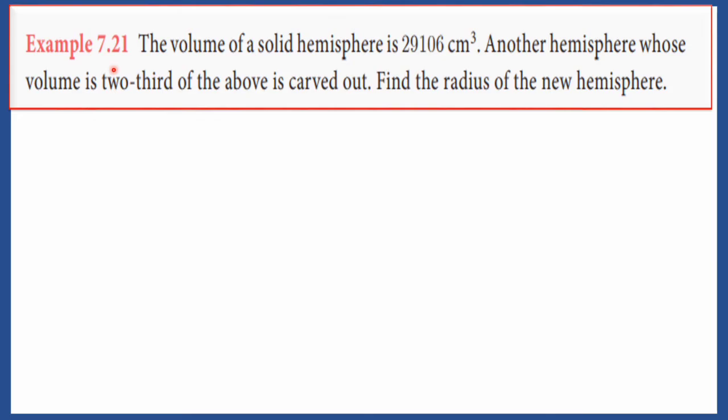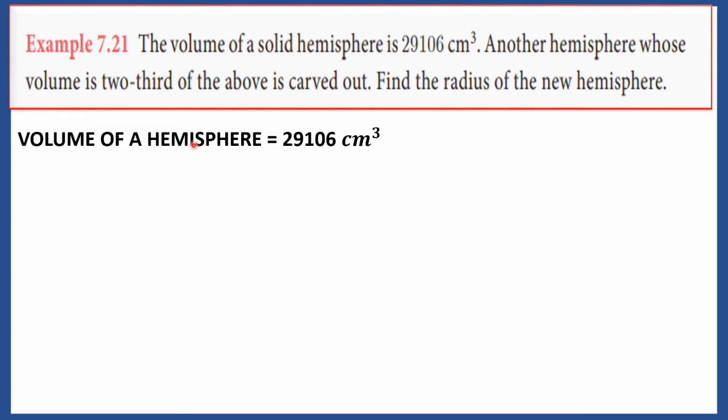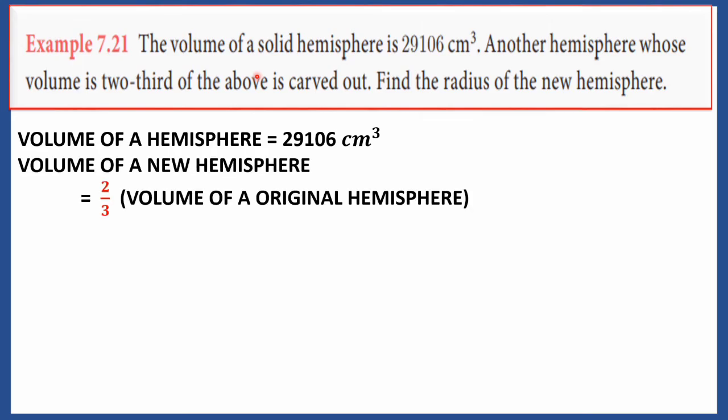Example 7.21. The volume of a solid hemisphere is 29,106 cm cube. Another hemisphere whose volume is 2/3 of the above is carved out. Find the radius of the new hemisphere. Listen, what is given? Volume of a solid hemisphere equal to 29,106 cm cube. Then another hemisphere whose volume is 2/3 of the above is carved out. A new hemisphere is carved out from the first hemisphere.